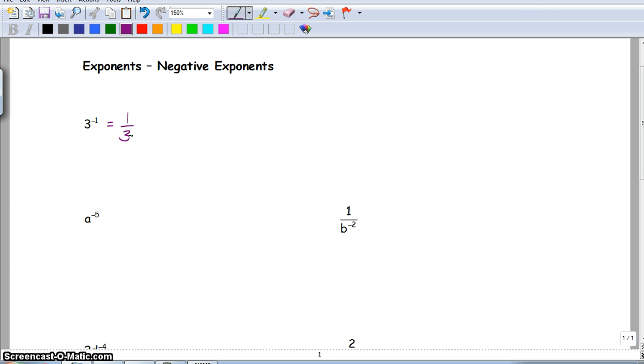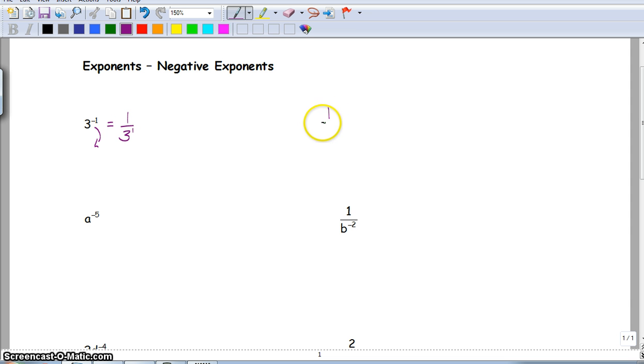So essentially what happened was, this 3 was not happy since it was raised to the negative first exponent, so we moved the 3 to the denominator. The exponent became a positive 1. We don't need to necessarily write that though. And we put a 1 in the numerator just as a placeholder so we can write our fraction.